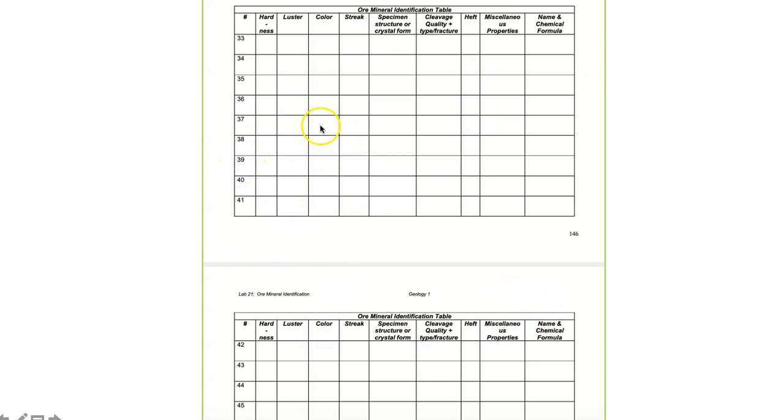Remember that each of these are going to be filled out on your tables. So let's say that that particular one was number 38. So you're going to list the hardness, the luster, the color, the streak. If there's a specimen structure, if there's a cleavage, you can forget about the heft unless it's mentioned in the video. And if there's any miscellaneous properties, you can list them here and then the name and the chemical formula. So just like we've been doing throughout the semester.